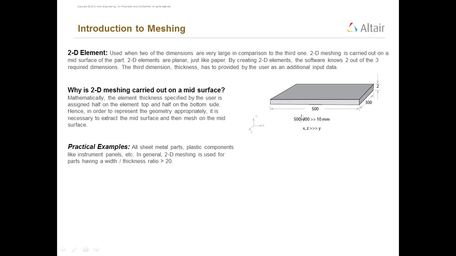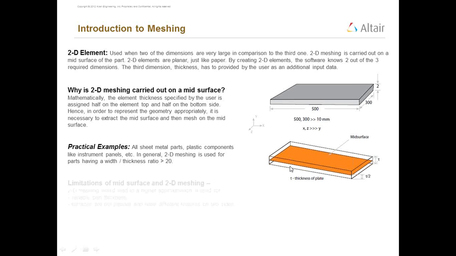So as you can see in this component, two of the dimensions are very large as compared to the third one, that is the thickness. So we define a mid surface, and in this mid surface we are going to do the meshing so that half of the thickness will go up, half the bottom, so the plate simulation will be proper. Then we discuss the limitations of mid surface and 2D meshing.